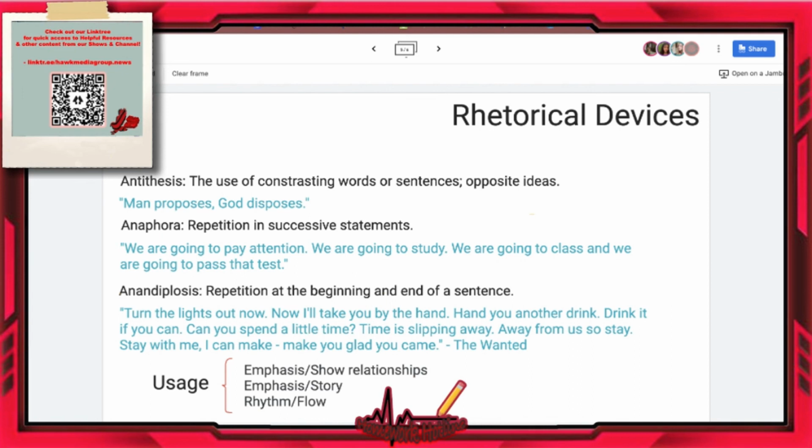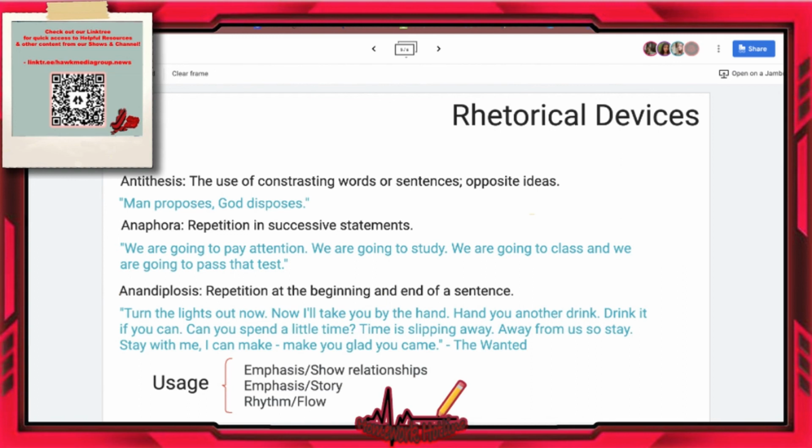Moving on, we have an anaphora. An anaphora is done by using repetition in successive statements. So it's like, we are going to pay attention, we are going to study, we are going to class, and we are going to pass that test. As you can see, we are repeating "we are" a lot. And it's done in successive statements. First they're doing this, and then they're going to do this, so that later they can do this.